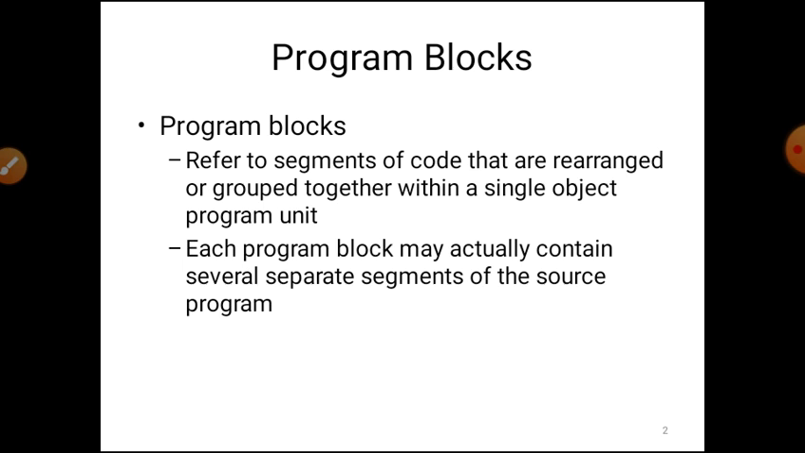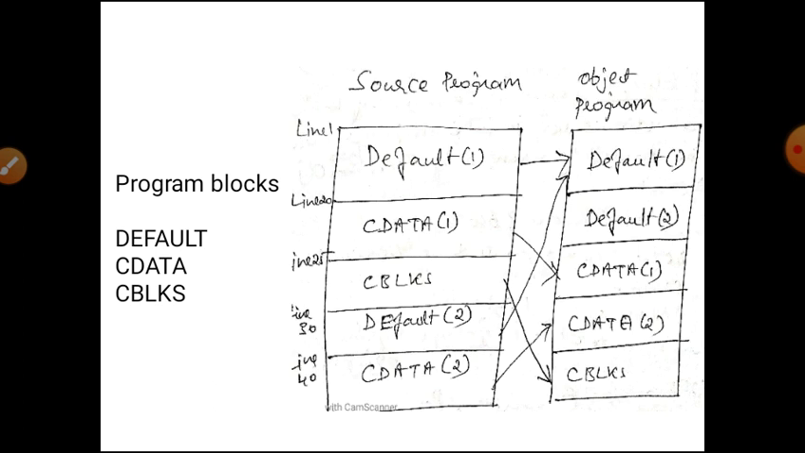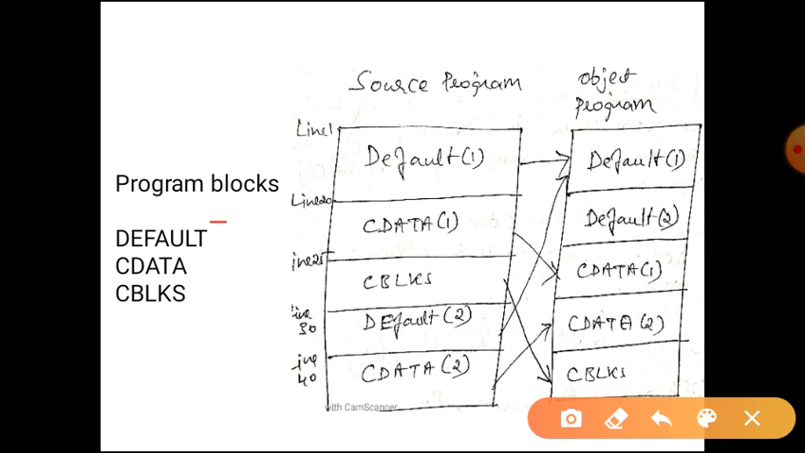Let me consider one simple example. Here I have a source program that has three program blocks: default, cdata, cblks. The default block has two segments, one is here, another one is here. These are segments of code, with certain statements, but they belong to one program block, and they may be distributed, scattered in the source program.